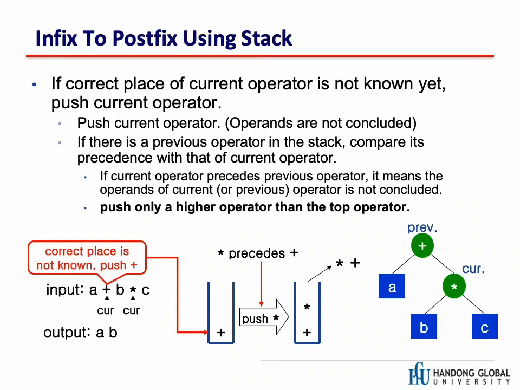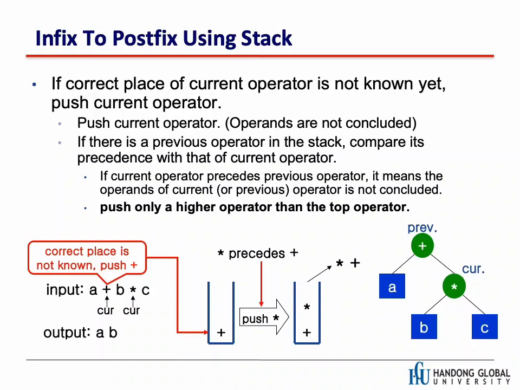And now we meet the star. When we meet the star, we have to push, because the right-hand operand is not concluded yet. So we push the star. Then we print out c. Now we don't have anything left, so we pop one operator from the stack, which is the star, and then we pop the plus operator from the stack. That's why the output will be a, b, c, star, plus.